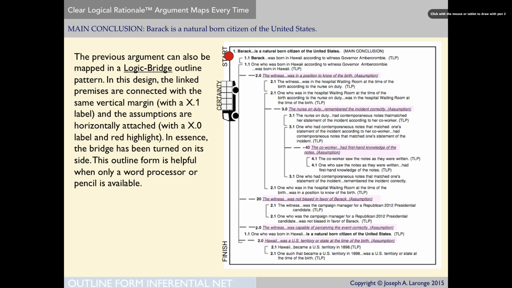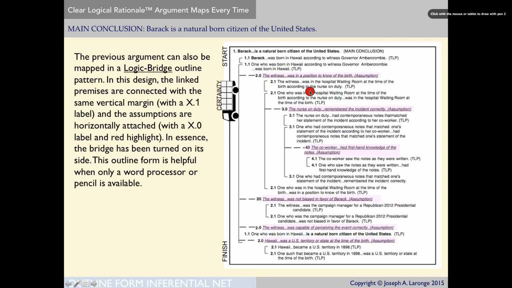And here, what we use, in this design, is that the linked premises are connected with the same vertical margin, and the assumptions are horizontally attached. So in a sense, I've turned the bridge on its side. But here you can see the 3 linked premises that we saw on the previous page. 1, 2, and here's the third. But this second linked premise is supported by these 3 assumptions right here. This one, and this one. And this assumption, though, has 2 premises.